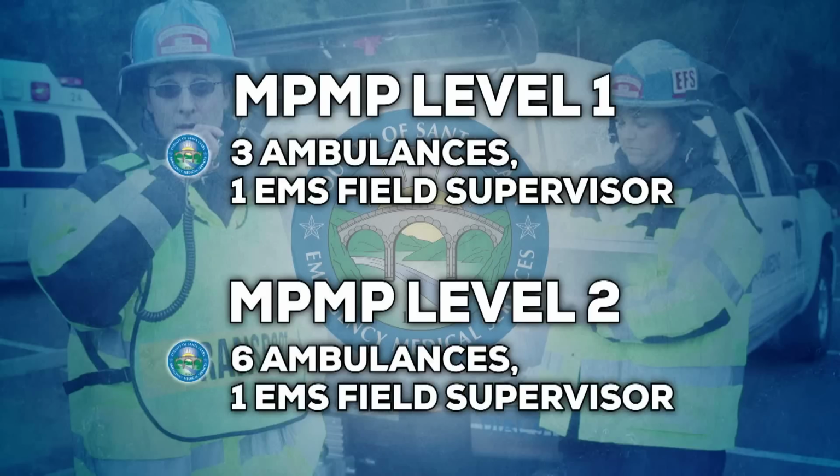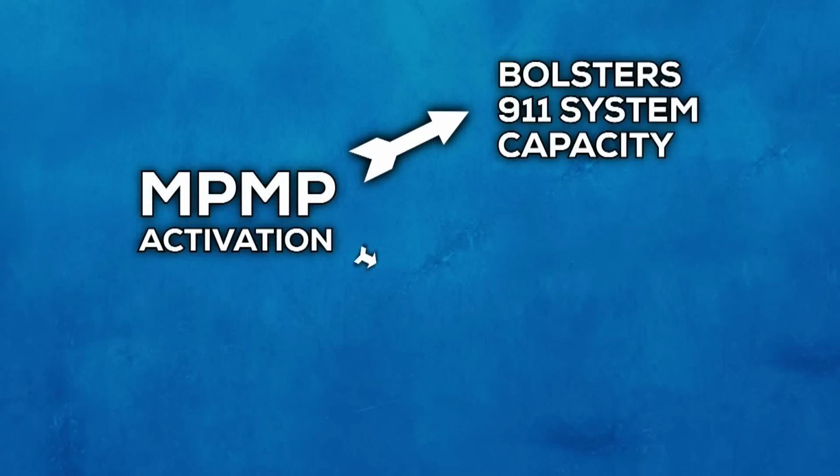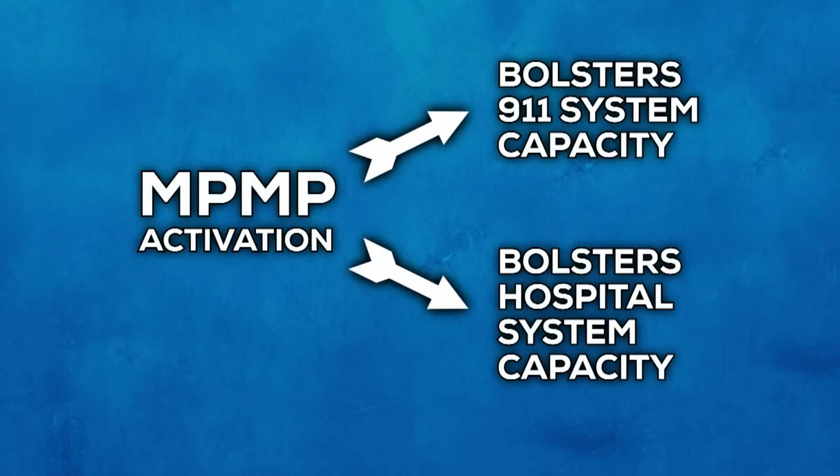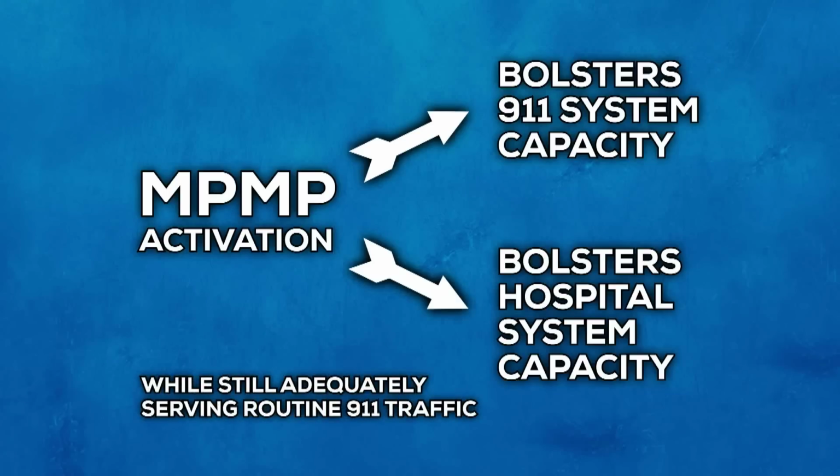In the case of the true MPMP, the complement of ambulance resources is intended to provide an initially adequate quantity of EMS resources, even if the incident commander has not yet determined what resources will be needed overall. The MPMP activation then triggers a cascade of events intended to bolster the 911 and hospital system's capacity to receive a large or continuous number of patients while still adequately serving routine 911 traffic.